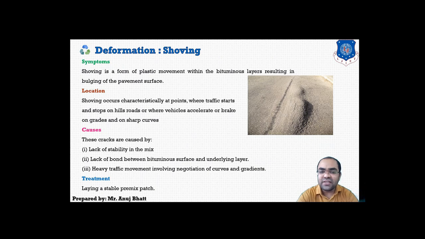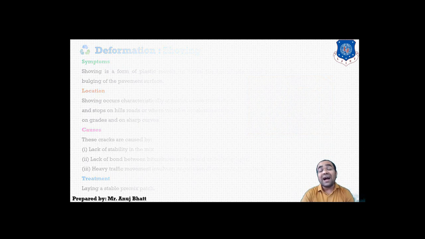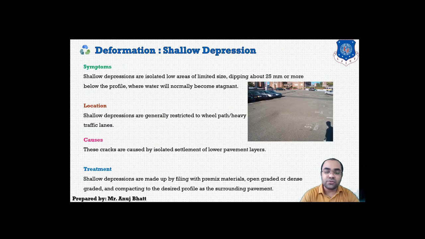Many times we have seen that a small area is repaired on the surface with dark bituminous material, that is the premix patch that we provide, and then we have to roll that surface so that it can match the thickness of the adjoining pavement surface. So this is the treatment for shoving. After that, the next deformation is shallow depressions.